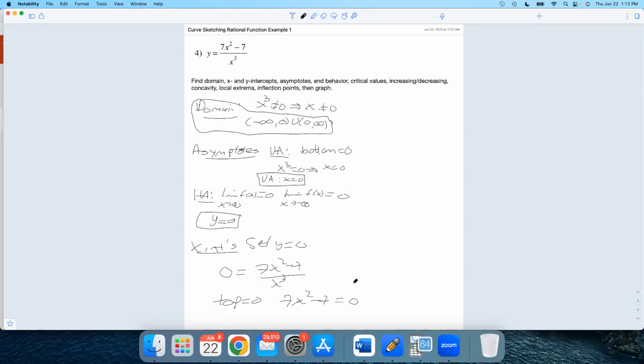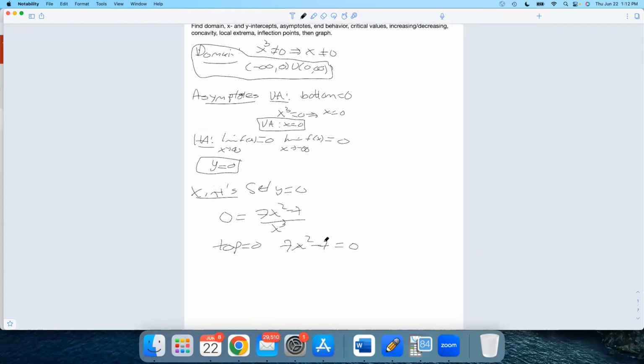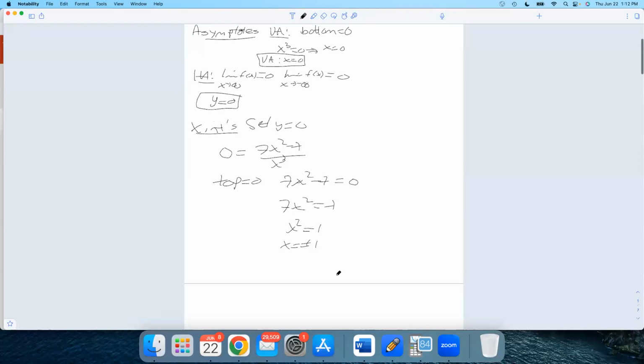That's a quadratic. We could factor. We could use completing the square. Oh, it's already complete. Use the quadratic formula, or we could use the square root property. Move that 7 over. Divide both sides by 7. X squared equals 1. Take the square root of both sides. Don't forget the plus or minus. We get x is plus or minus 1. Now remember, intercepts are points, not numbers. So my x-intercepts are the points (1, 0) and (negative 1, 0). Intercepts are points, not numbers.